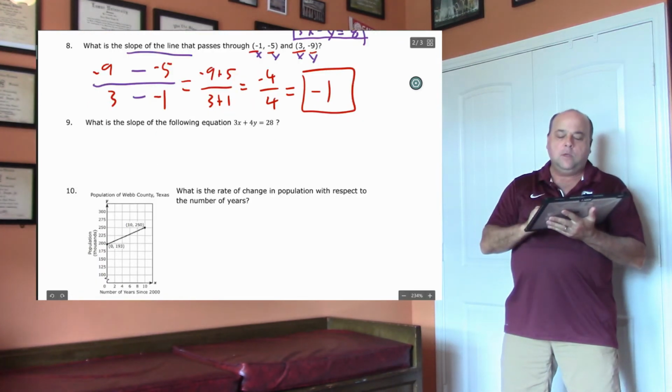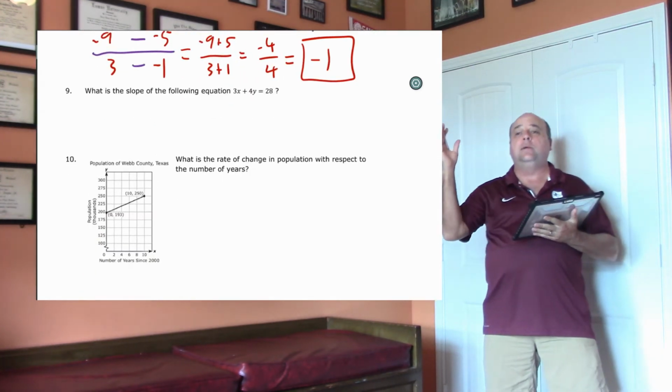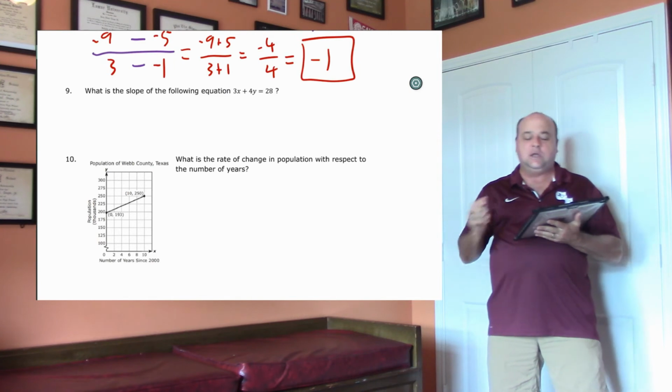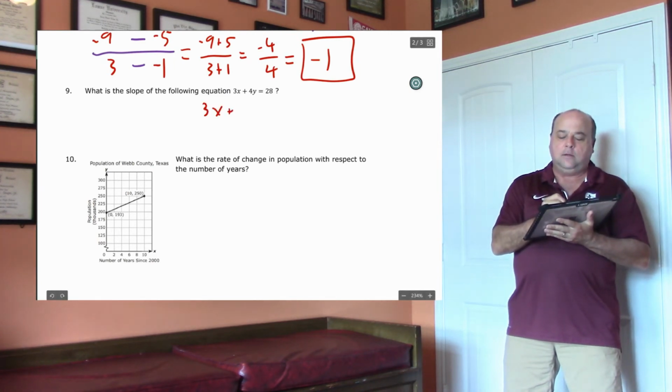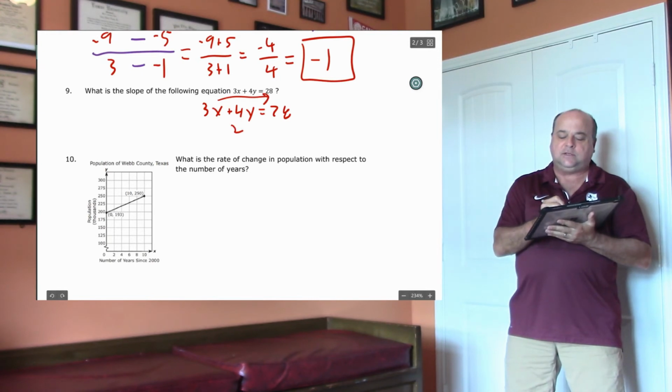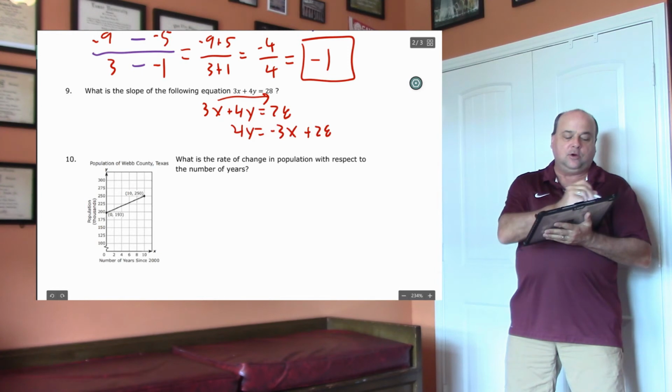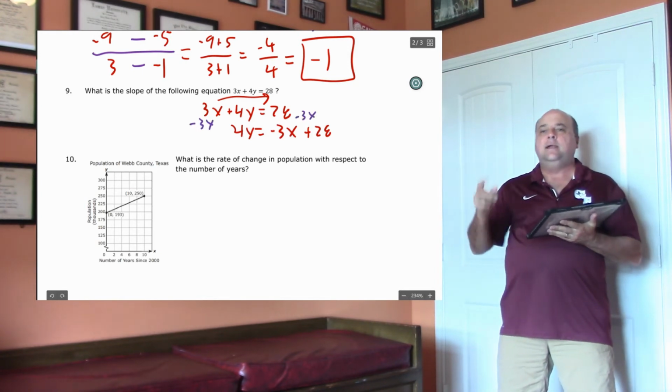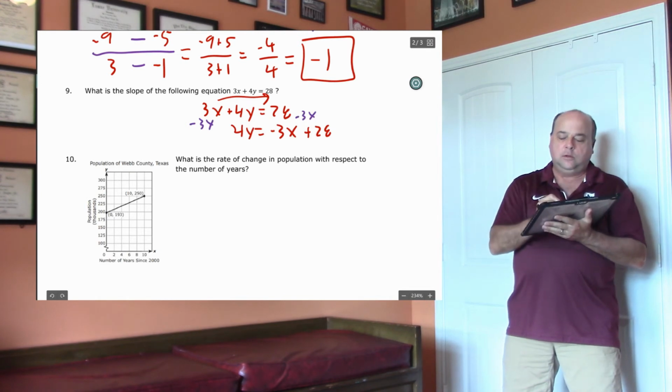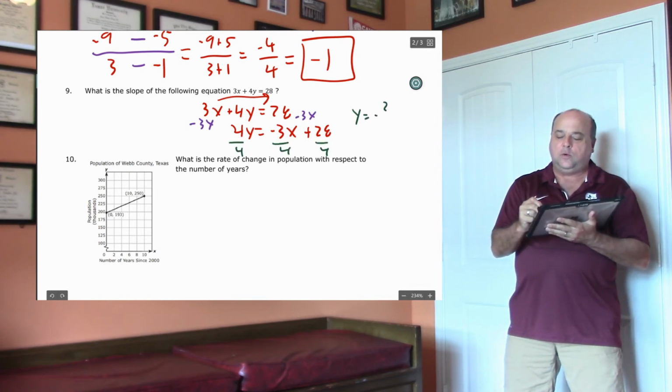Let's continue on. What's the slope of this? You've got to be able to know the slope in all the formulas. So let's solve this for y. 3x plus 4y equals 28. Move over the 3x, and I'm going to get negative 3x plus 28. Remember, you're just going to subtract that 3x when you move it across, right? Now then we just divide by 4. So divide everything by 4, and you'll end up with y equals negative 3 over 4x plus 7.